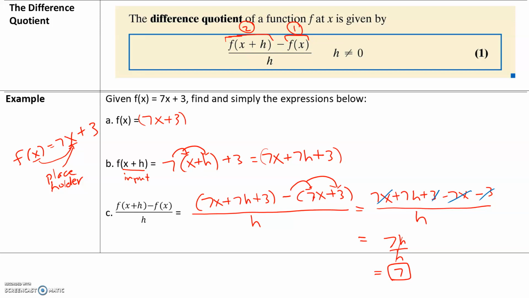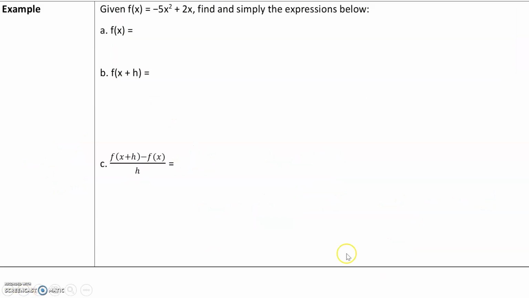Let us take a look at another example. This time, our function f of x is a little more complicated. It's negative 5x squared plus 2x. We want to find and simplify the difference quotient.